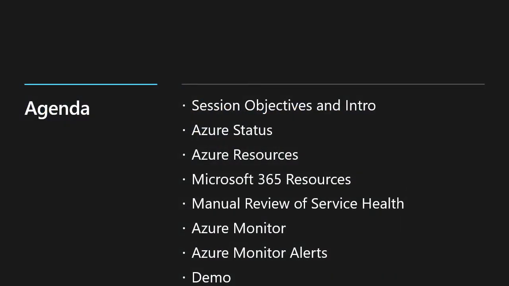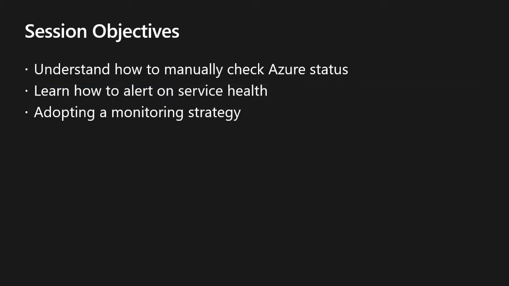The agenda for this session is to cover the objectives and introduction, Azure status, Azure resources, Microsoft 365 resources, manually reviewing service health, looking at Azure Monitor and implementing a monitoring strategy, how to build Azure Monitor Alerts, and a demo of building Azure Monitor Alerts. The objectives are to understand how to manually check Azure status, learn how to alert on service health, and overall adopt a monitoring strategy.